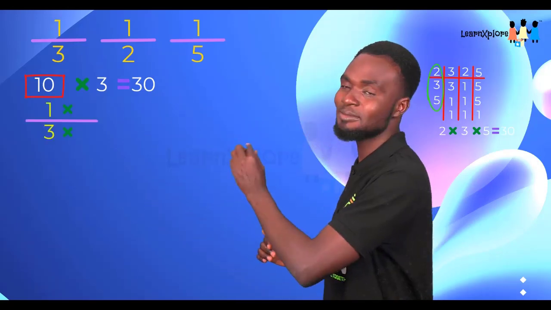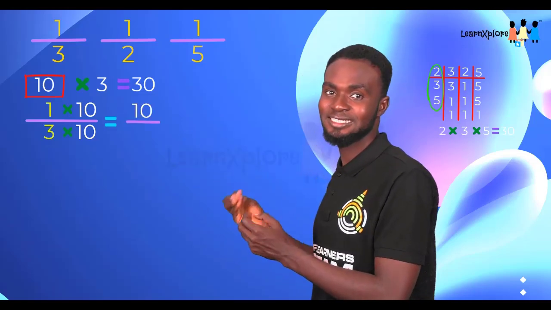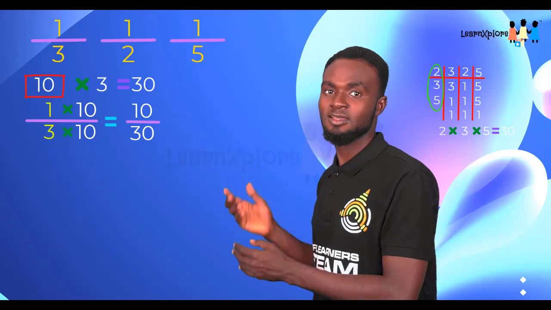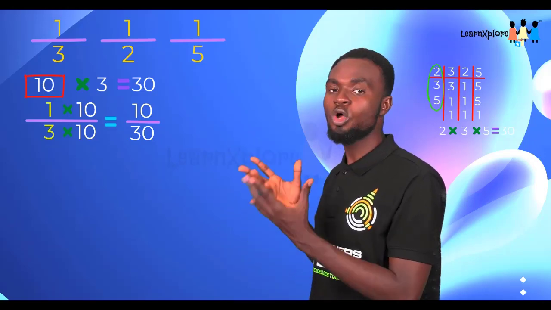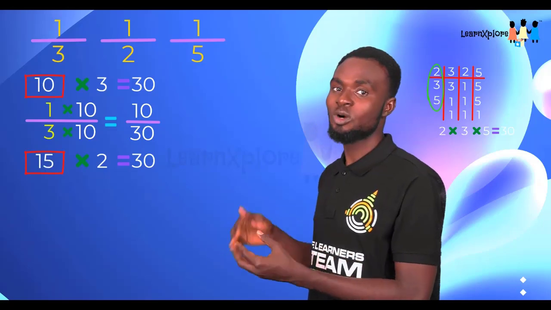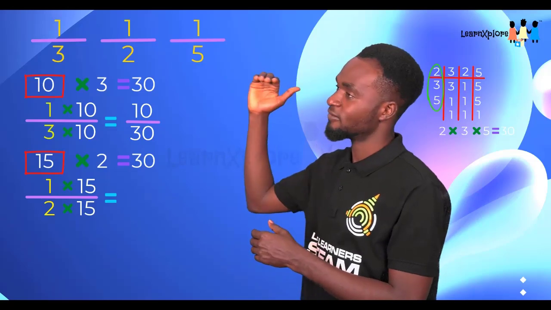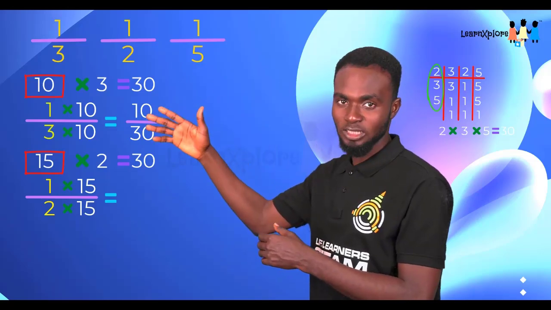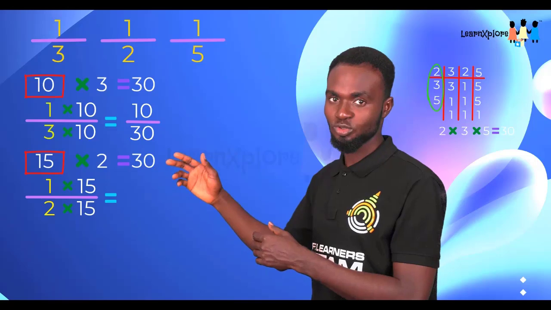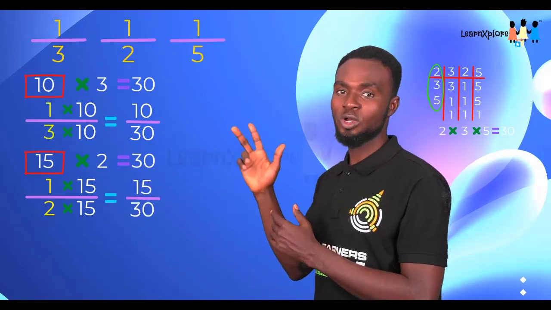So you have 1 times 10 over 3 times 10. That will give us 10/30. For the second one, we have 1/2. What number will you multiply by 2 to give you 30? That is 15. So we're multiplying the numerator and denominator by 15. So you have 15 times 1 and 15 times 2. That will be 15/30. And finally, we have 1/5.